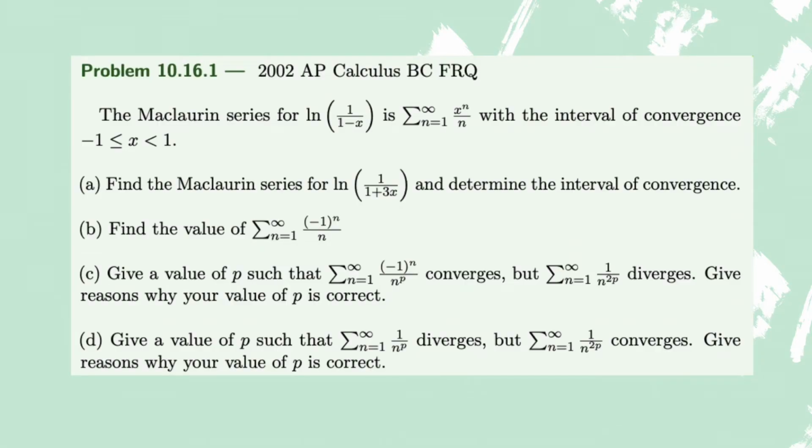Now let's look at part D. And in part D, we want to do a similar thing again. We want to find the value p such that the series 1 over n to the power of p diverges, but the series 1 over n to the power of 2p converges. And we want to give reasons why our value p is correct. So we simply use the p series test on both.